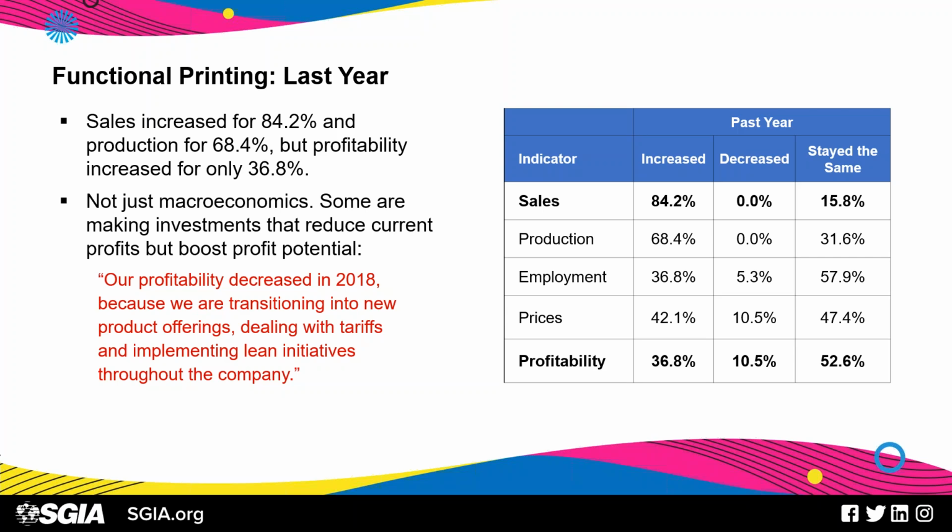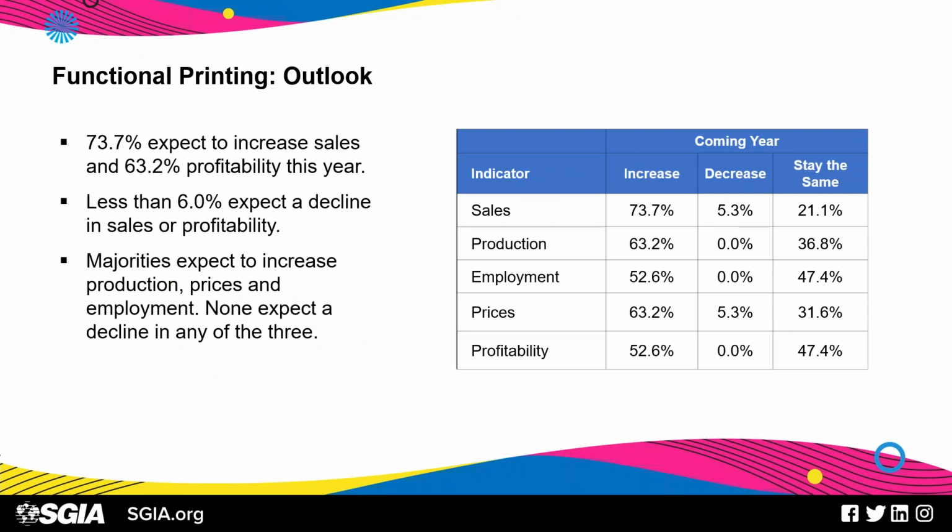So, and again, we'll talk more about this in the report on the follow-up surveys, but put simply, a whole bunch of functional printers told us, listen, we're going to take a hit to profitability now for a shot at greater profitability in the future. And on the next slide, we see they're optimistic about the future. Majorities expect increases this year in all 5 of the key performance metrics. And the next slide shows why.